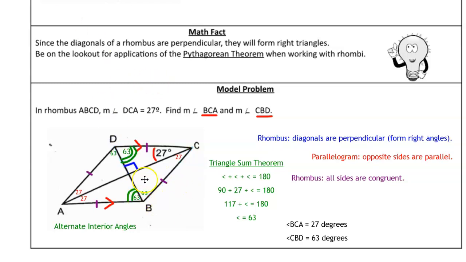Now think about all of the measurements that we found in this rhombus. We were able to find those measurements just by stuff that we already knew: the Triangle Sum Theorem, alternate interior angles, and special properties of these special quadrilaterals. The fact that diagonals are perpendicular in a rhombus, the fact that opposite sides are parallel in a parallelogram, and the fact that all sides are congruent in a rhombus. Using this information, we're able to come up with the rest of the pieces of information in the shape.